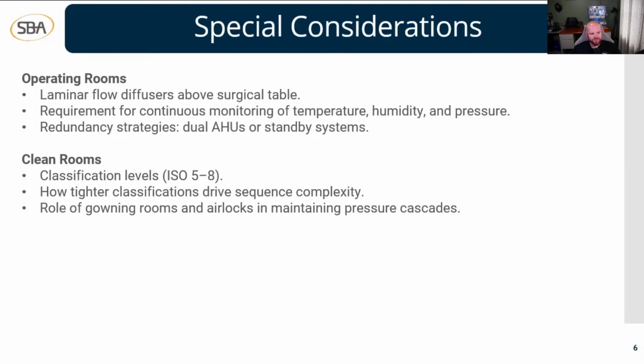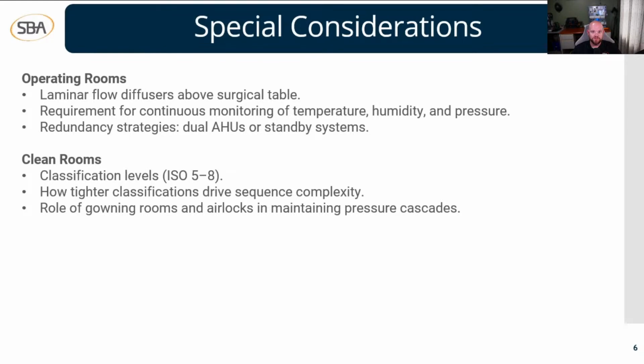And then the last part here for clean rooms is the role of gowning rooms and airlocks in maintaining pressure cascades. So you think about this, if somebody goes into a gowning room, they open the front door to go into it, there may be another door after that to get into the operating room. So we have to think about people going in and out of these rooms and how that's going to affect the pressure, temperature, and humidity in our clean room.